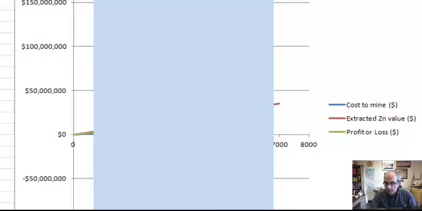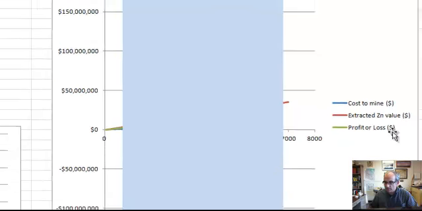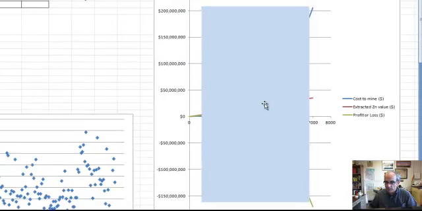Here's a plot that shows the value in dollars of the cost to mine, extracted zinc value, and then profit or loss. And so I've again obscured it just to give you a chance to explore, but you can see they all start off similarly, some sort of crossover, and by the end it's much more expensive to mine than the value of the zinc, and so the net is a loss.